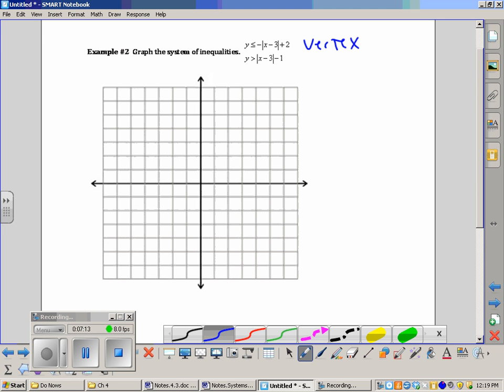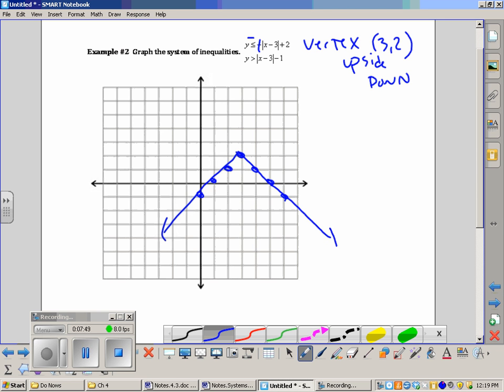The vertex is going to be 3, 2. And it's going to be upside down. The invisible 1 on the outside here gives you sort of the slope of both branches of the absolute value. So let's plot this. 1, 2, 3, 1, 2. The slope is 1 or negative 1. Here is my graph. Is this a solid? This is a solid line.